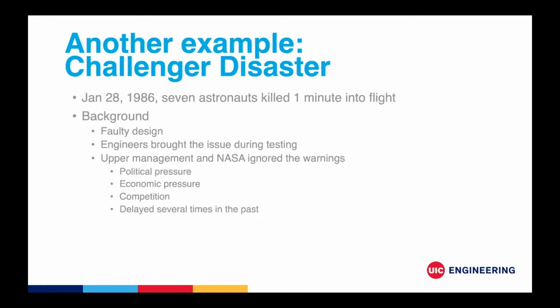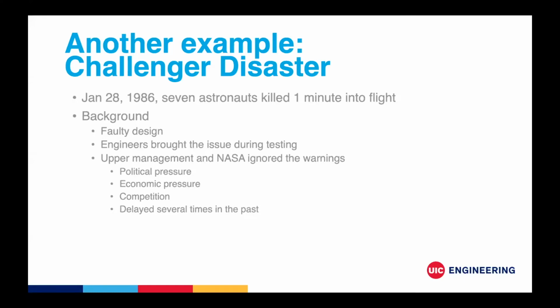Here's another example. On January 28, 1986, seven astronauts were killed one minute into the flight of the Challenger. What happened was that the engineers found there was a faulty design, and they brought this issue during testing to the higher authorities, who were probably not engineers; they were probably administrators.